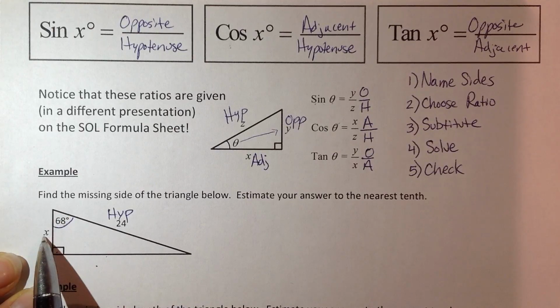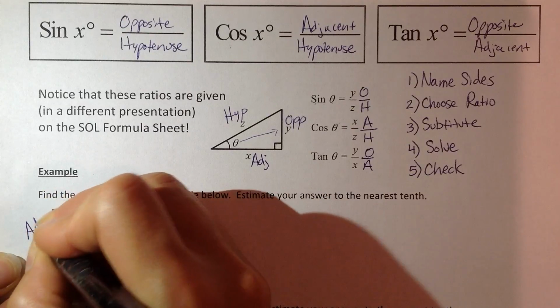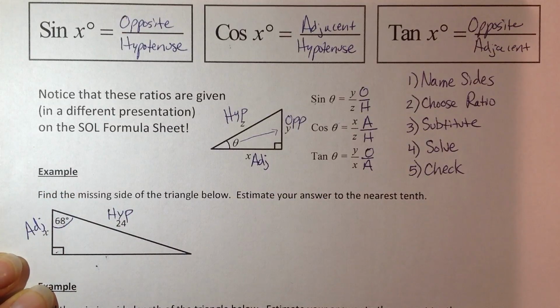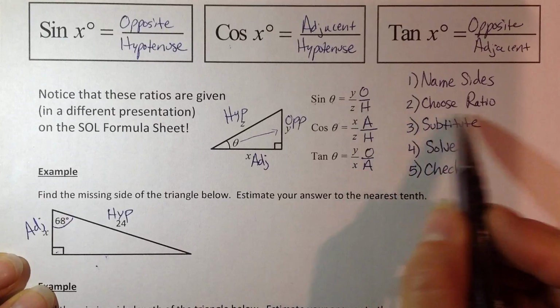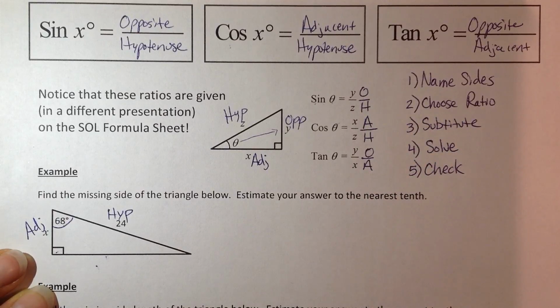What I'm going to use is the adjacent one because I need to find x. So I name the 2 sides I'm going to use. Now, step 2 is to choose the ratio. Well, here's how I choose my ratio.